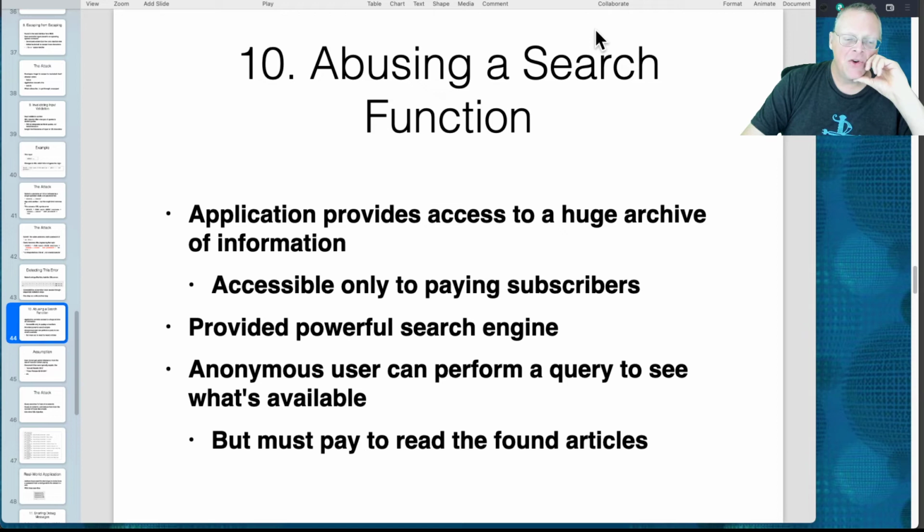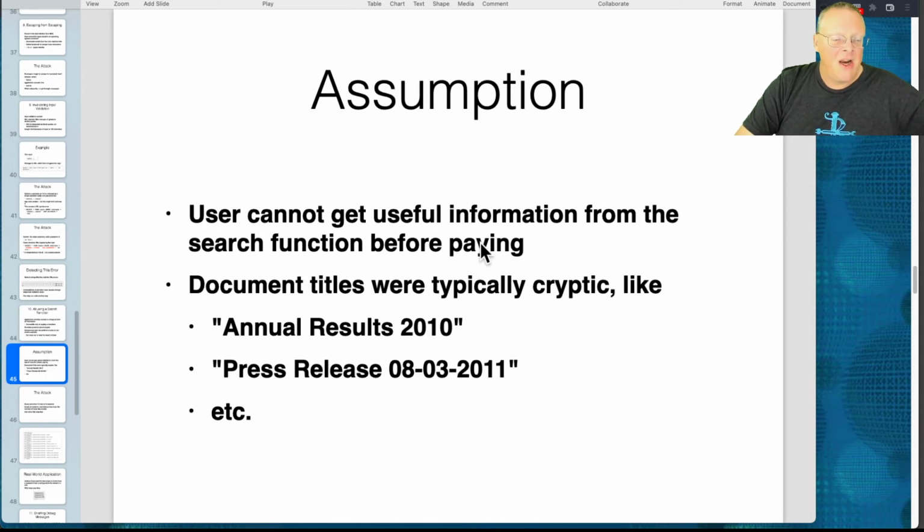And then there's a search function, so you can access information, but only paying subscribers can see it. An anonymous user can perform a query to see what's there, but they'd have to pay to read the articles. All right, so you can't. The idea is that you cannot get useful information. The document titles are cryptic like this.